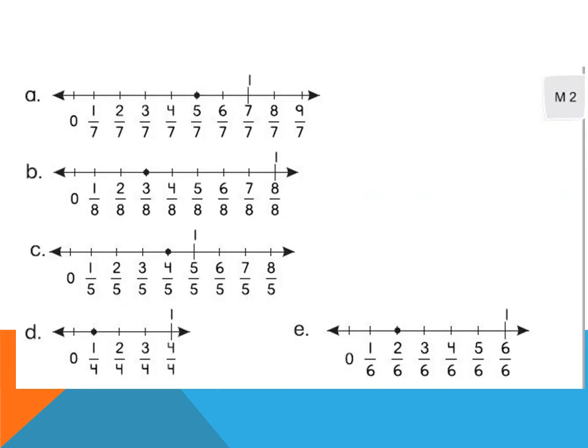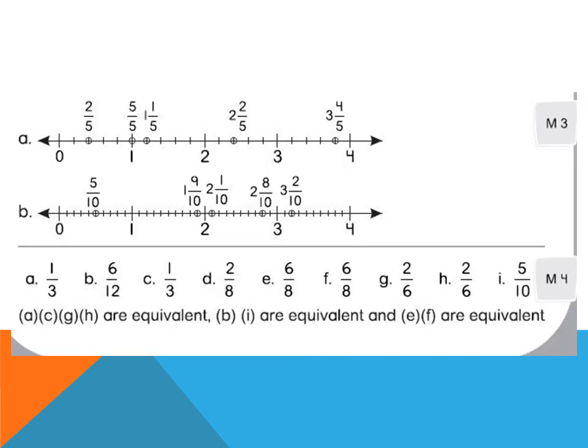Now let us move on. These are the answers to module number 2. Pause the video, note down the answers. The dark dots are representing the numbers that we have to mark on the number line. Okay, don't get confused. These are the answers to module number 3. Pause the video, note down the answers. If you have already done everything correctly, just check once.